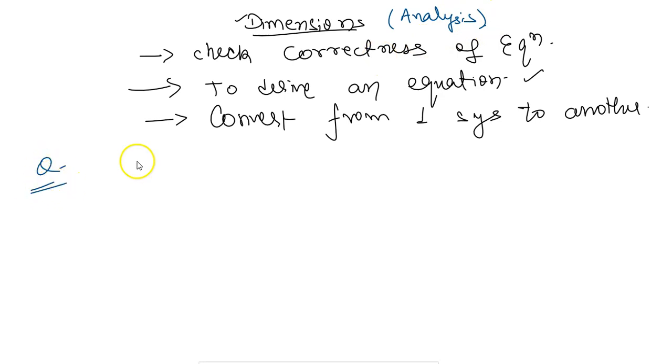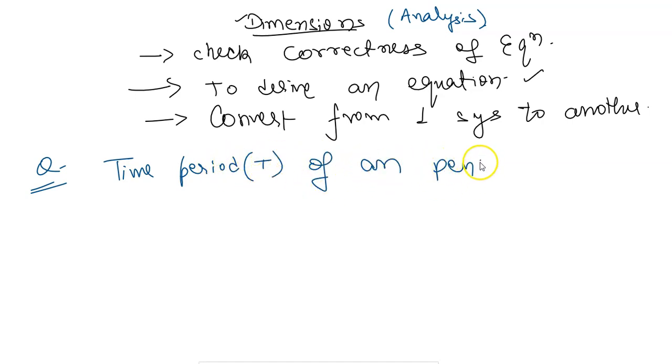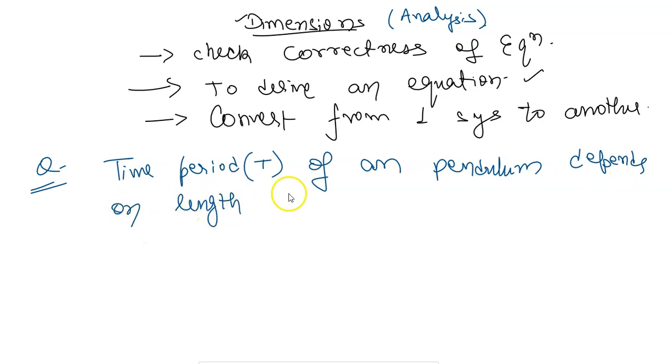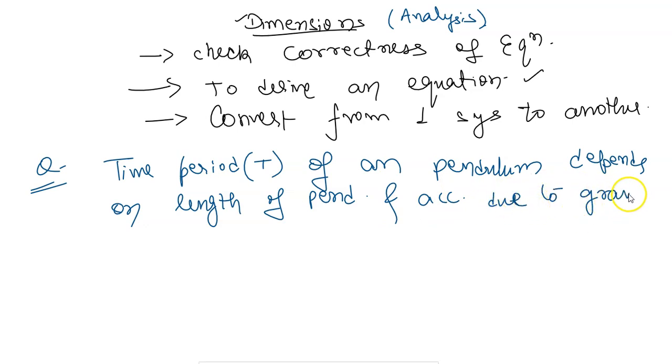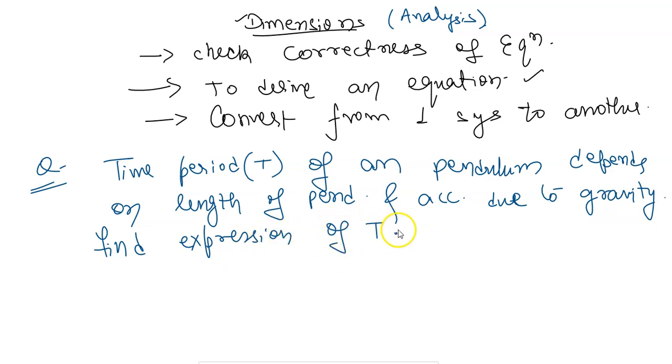Okay, the first question: let us see the time period T of a pendulum. It depends on the length of the pendulum and the acceleration due to gravity. Now we have to find out the expression of the time period of the pendulum using dimensional analysis.